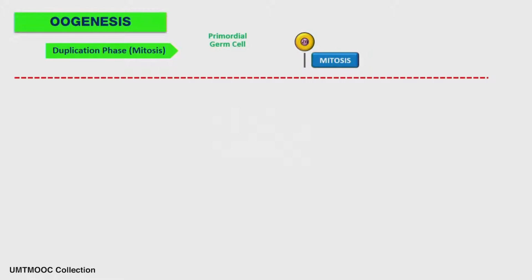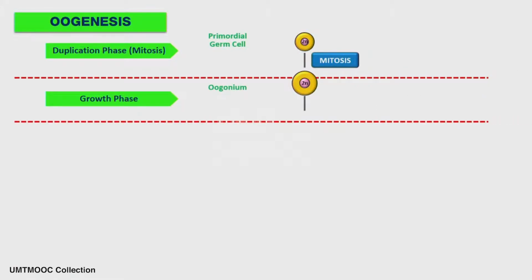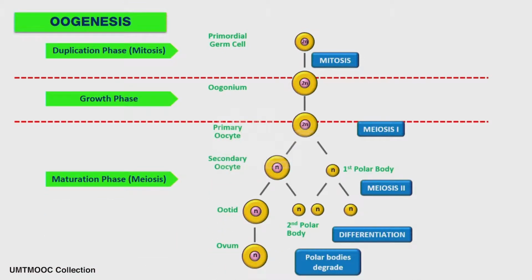In the second phase or growth phase, the oogonium grows into a primary oocyte and undergoes the preparatory phase or pre-vitellogenesis. And the final phase is the maturation phase or meiosis. In this phase, the oocyte undergoes full vitellogenesis. Primary oocytes undergo meiosis 1 division into a secondary oocyte and a polar body, each being haploid cells.